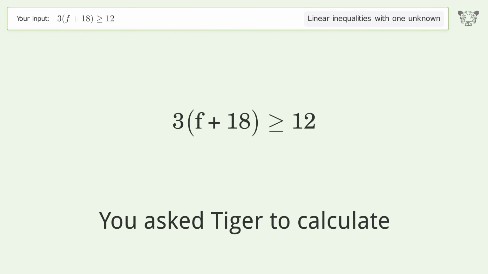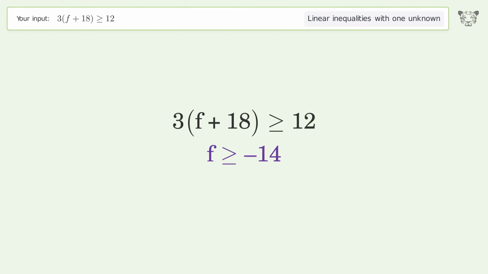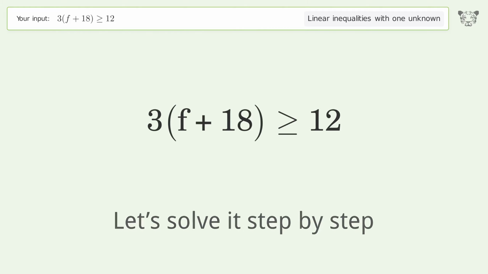You ask Tiger to calculate. This deals with linear inequalities with one unknown. The final result is f equal or greater than -14. Let's solve it step by step.